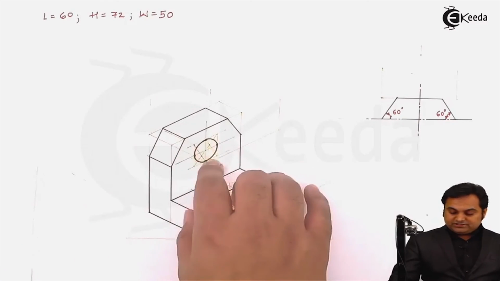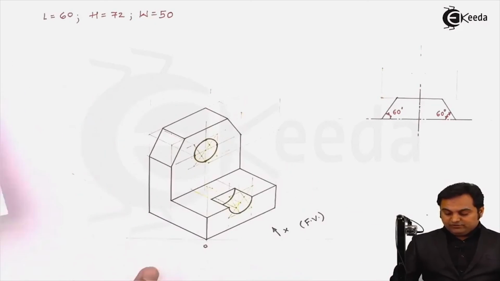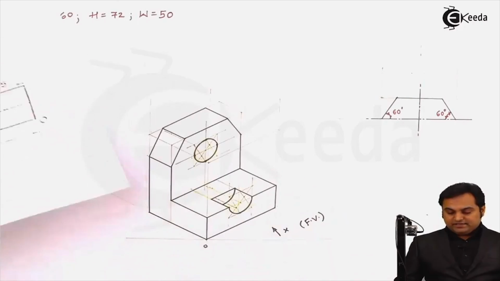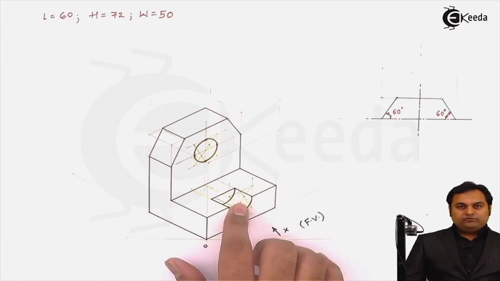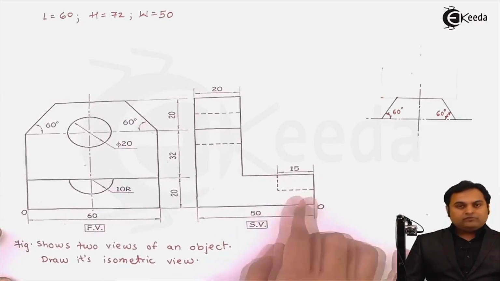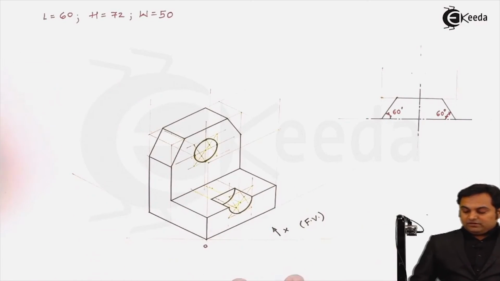Next, there is a circular hole. From the side view it is not seen, so it will be hidden. It is hidden here. And then there is a semicircular groove inside this bottom plate, and semicircular groove is shown with the help of dotted line. And here we complete the drawing.